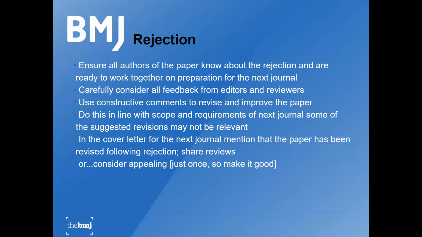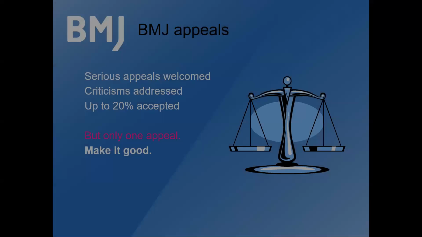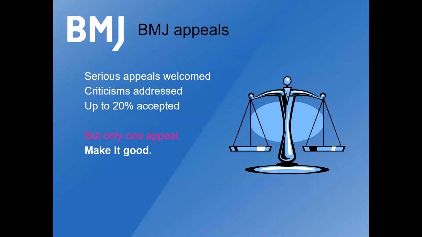If you're submitting to a new journal, then you can say that it was submitted to a previous journal, and here are the peer review comments from that journal, and hopefully they will accept your paper. It's a mistake just to say it was rejected by that journal and then submit it without any changes to a new journal, because it may end up with the same peer reviewers. It can be a small world, the world of biomedical science. So do try to improve your paper. And here's the BMJ appeals system.